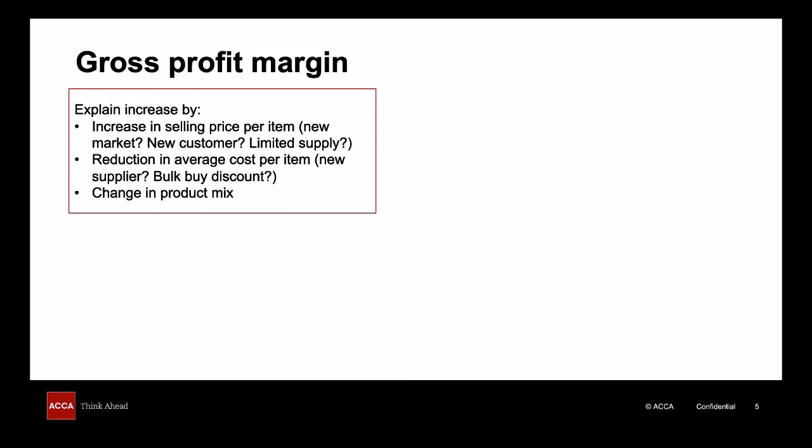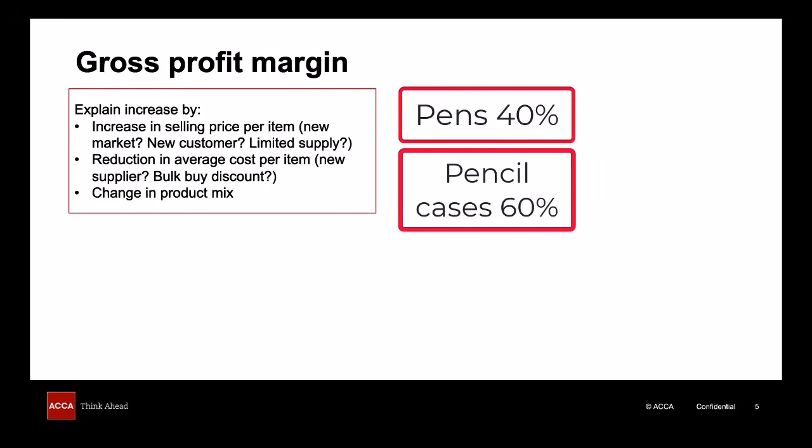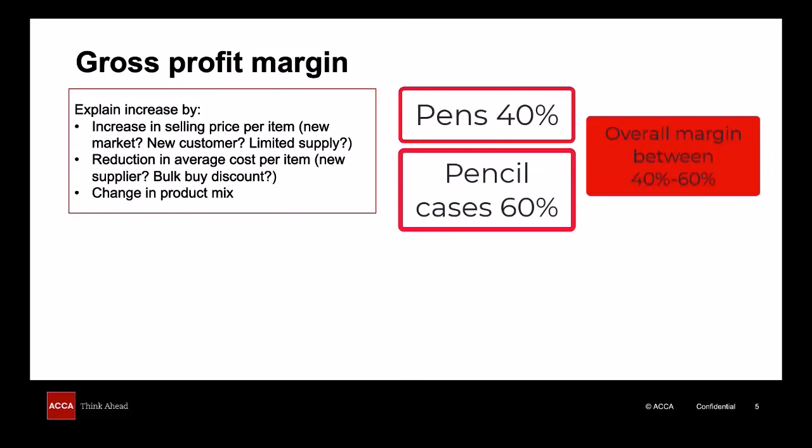Always ask the question why in analysis questions. It could be there's a new supplier, something we've just mentioned, a bulk buy discount. The third reason for a change, an increase in this case in gross profit margin, is a change in the product mix. Let's say our company has only ever sold ballpoint pens at a 40% margin. Suddenly they are also selling pencil cases at a 60% margin.